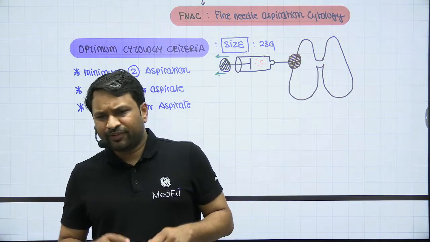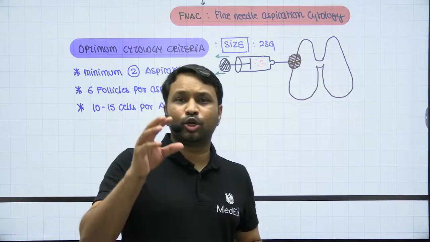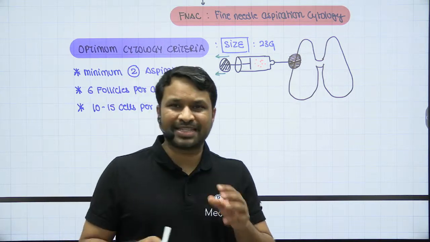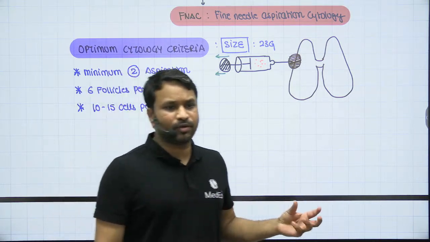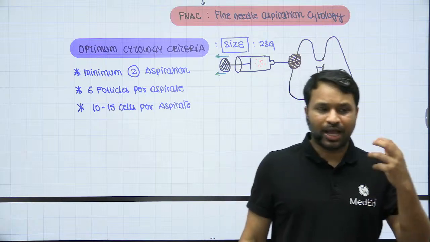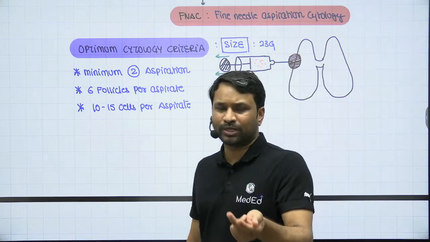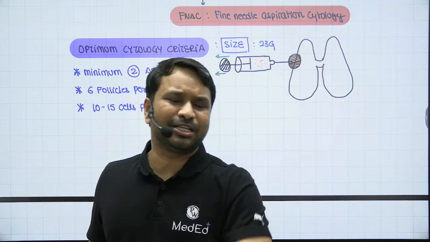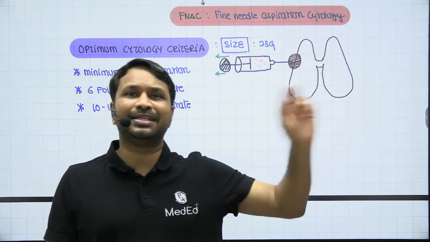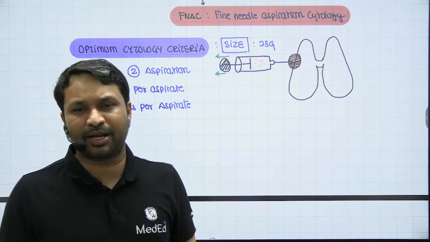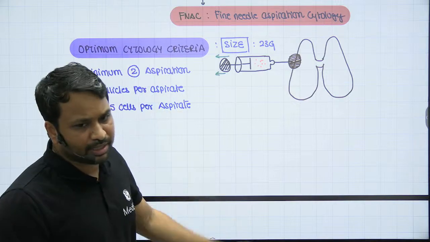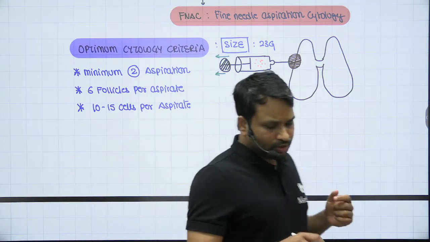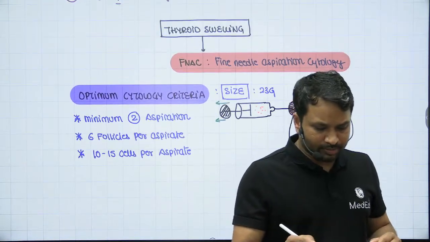We do 2 aspirations so that you get a good amount of tissue. In a single aspiration, you might not get an adequate amount of tissue. To get an adequate amount, I will aspirate a minimum of 2 times so that it's on the safer side, rather than calling the patient again and then aspirating again. It is better to aspirate at the same time. In a single go, aspirating twice, you will get a better yield and a better result. So this is in terms of optimum cytology.